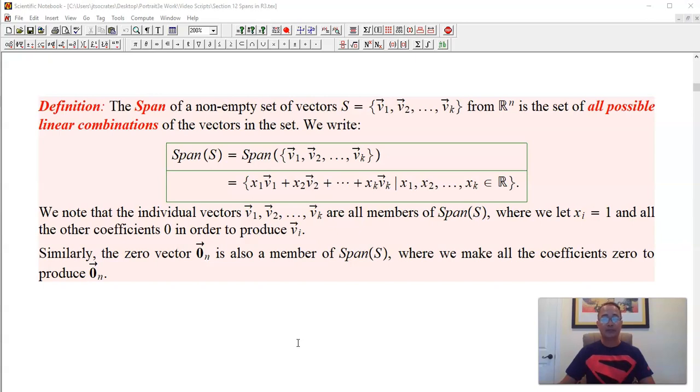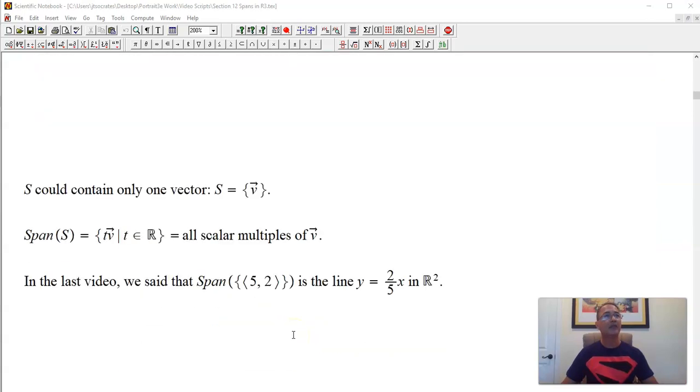are all real numbers. So we said that if you set a coefficient equal to 1 and everything else equal to 0, then you will get v1 or you will get v2. In other words, you can get each of these individual members automatically as part of their span. And if you make all of the coefficients 0, then of course you just get the 0 vector. So therefore the 0 vector is also automatically a member of the span of any non-empty set of vectors.